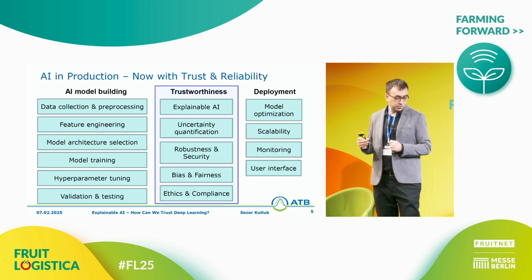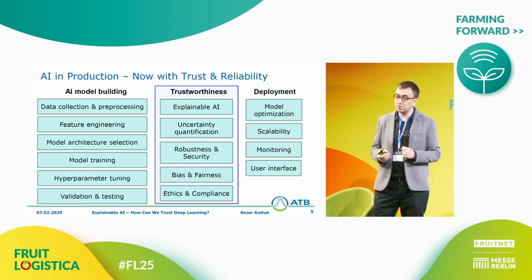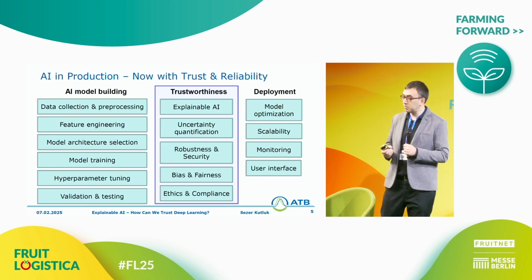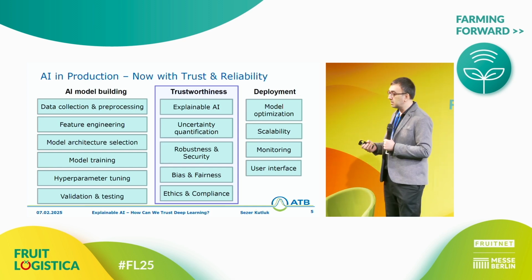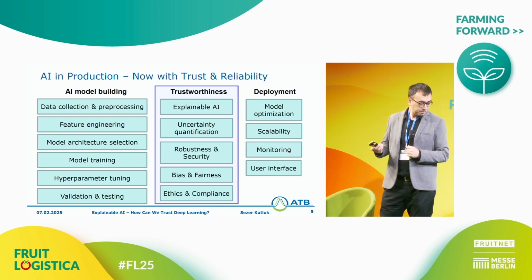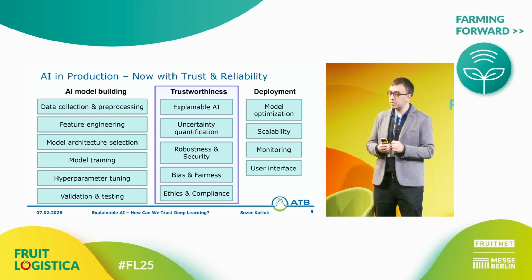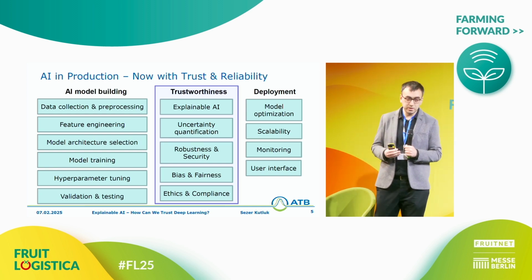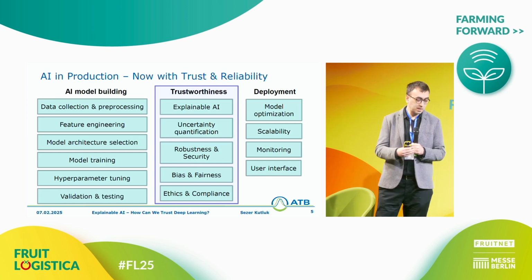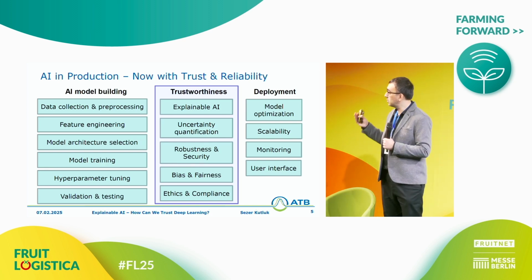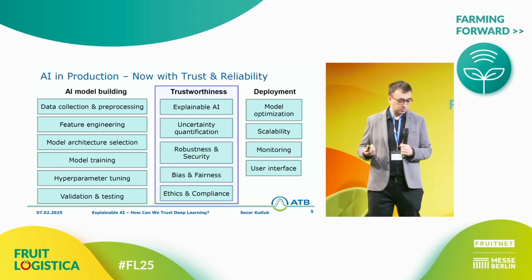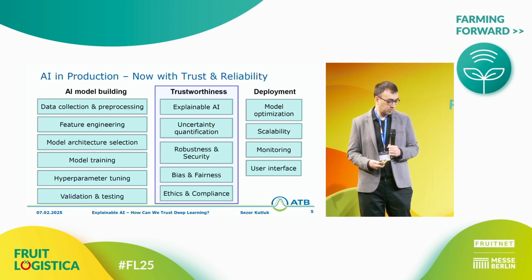We are not focusing much on the trustworthiness topics such as explainability or transparency, uncertainty, robustness and security, bias and fairness, and ethics and compliance. So if we want our models to be used in large-scale applications, and if we want to avoid these catastrophic results, depending on the nature of our problem, we need to focus on these extra layers of work for trustworthiness too. And today I'm talking about explainable AI.